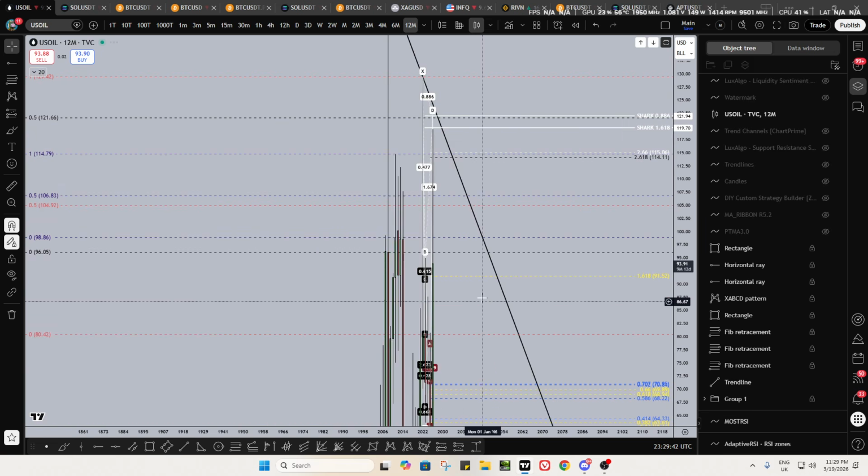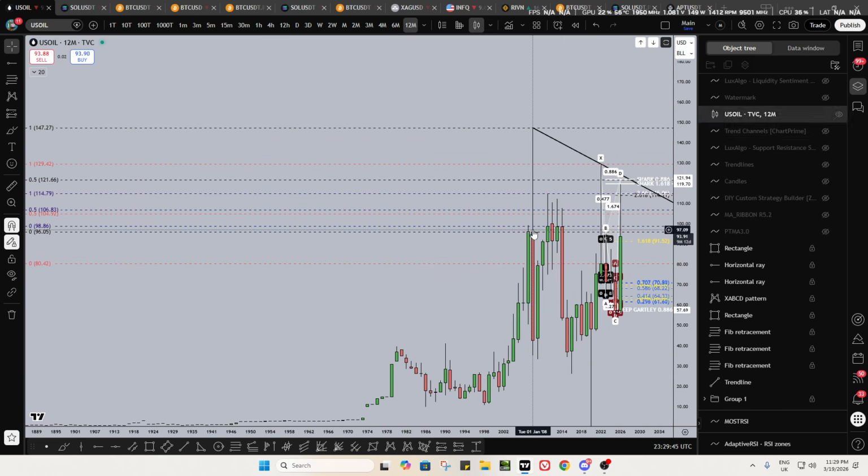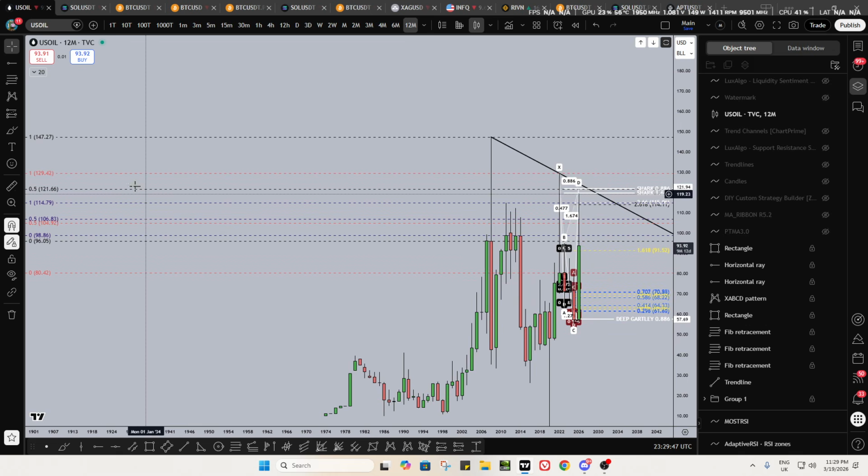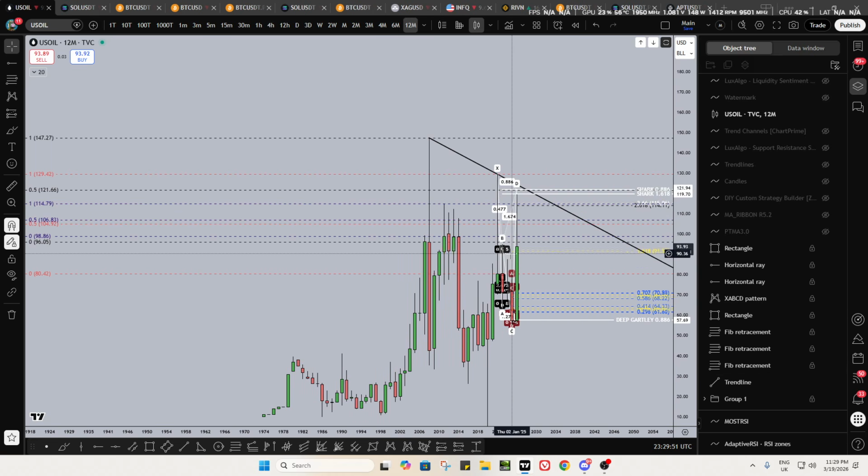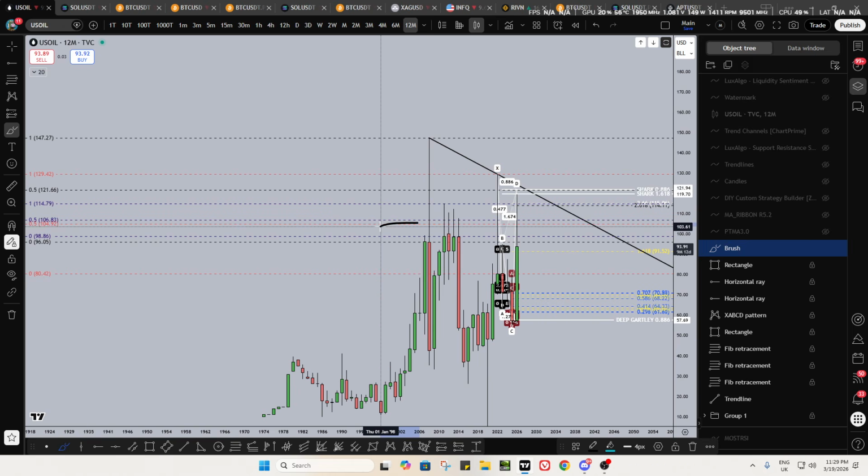In fact, I could probably go and mark them down, but I won't. I'll do it at some point in the future. But these are all yearly levels, right? 1, 2, and 3. Just mark those down. The level we really don't want to flip into support is this 104, 106 to 114. This zone cannot flip into support.